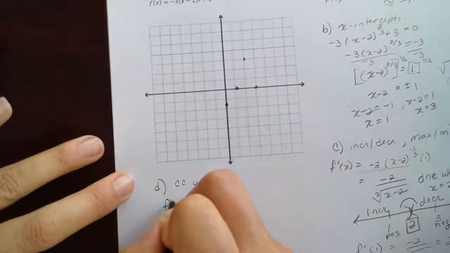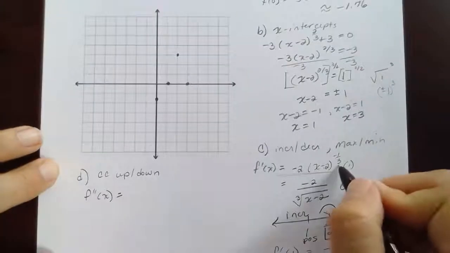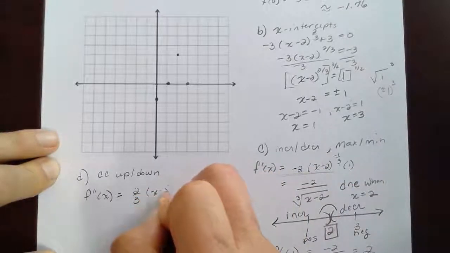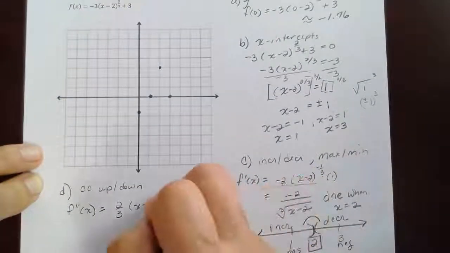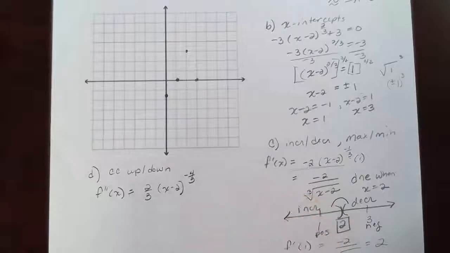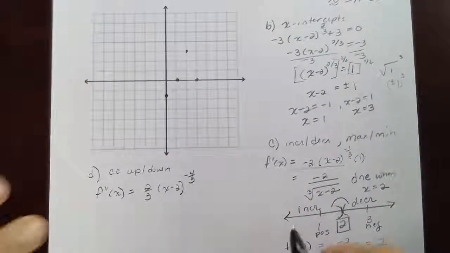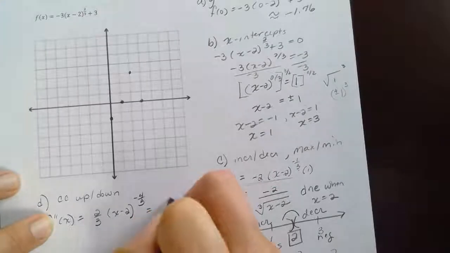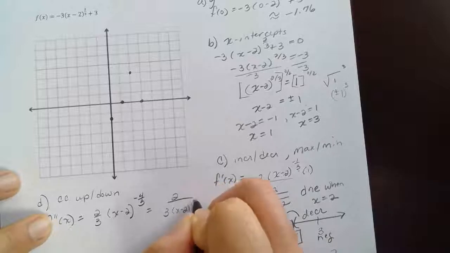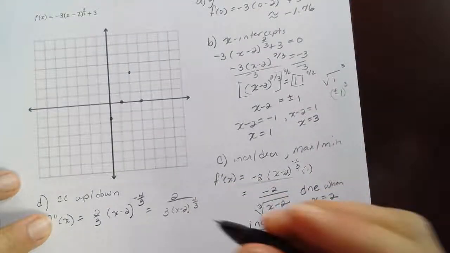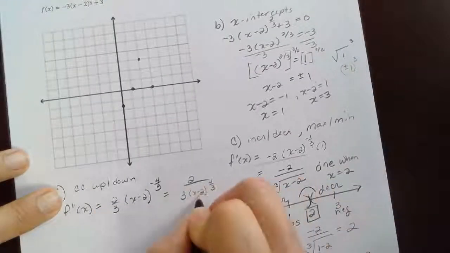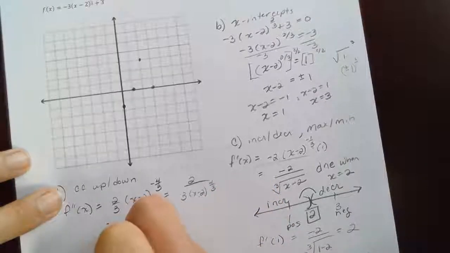So our second derivative is going to be negative 1/3 times negative 2, which will be positive 2/3, times x minus 2 to the negative 1/3 minus 1, which will be negative 4/3, times the derivative of the inside, which is the 1 again. So this is going to be the same situation. If I wanted to rewrite this, 2 over 3 times x minus 2 to the 4/3 power, or we could write it as the cube root of x minus 2 to the 4th. So that does not exist, again, where x is equal to 2.